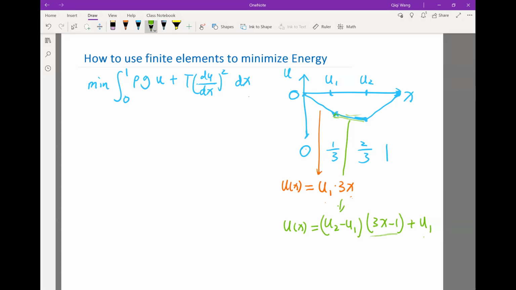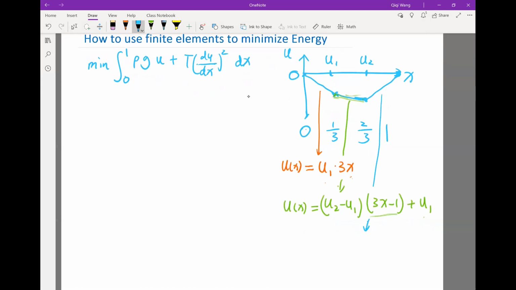All right. And finally, in the third element, we have u of x is equal to u3 minus u2 times 2x minus 2, plus u2, right? And if we have more elements, we can just keep going on like that, right? So these are the values of the function on these three different elements.